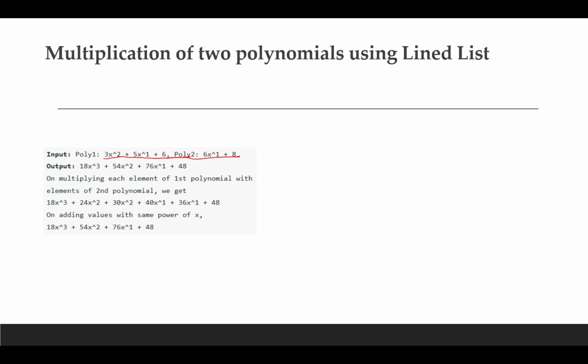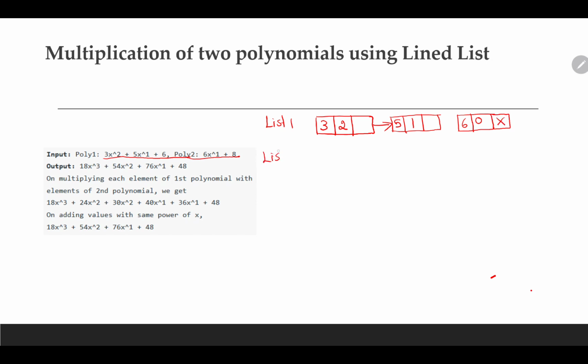Okay. So first I will draw the first list. This is list 1. What is the first coefficient? It is 3 and power is 2. The next one is 5x. So coefficient is 5 and power is 1. And next it is only 6. So coefficient is 6, then power is 0, and here it is null.